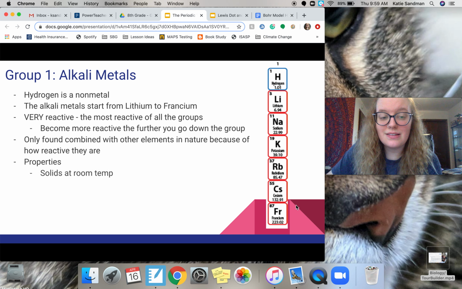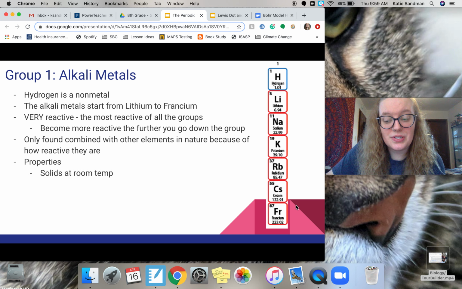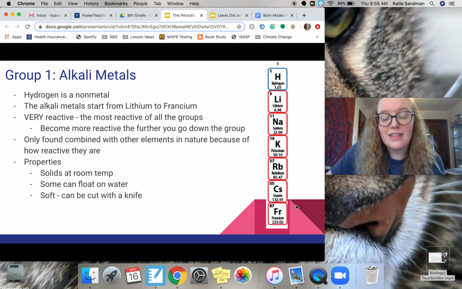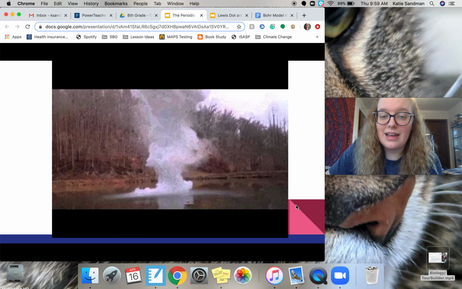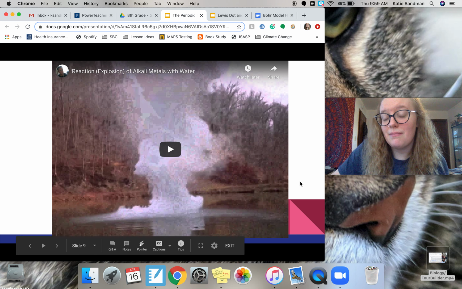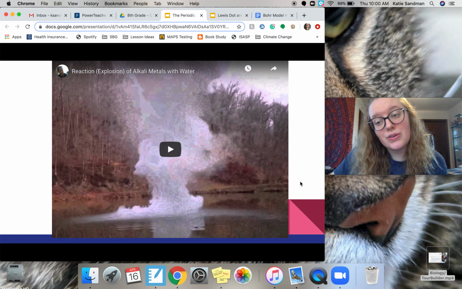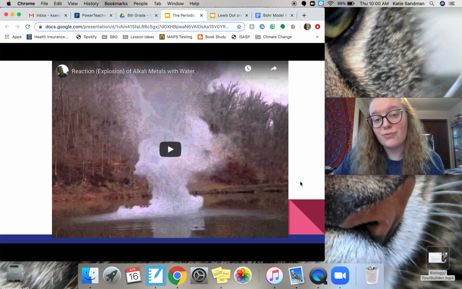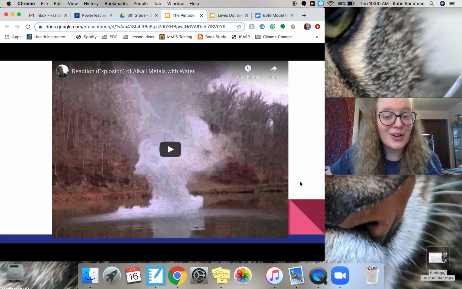And their properties: they are solids at room temperature. They can float on water. They are soft, so they can be cut with a knife. And I do have a video here of reaction explosions of alkali metals with water. I am just going to include these videos along with this video on my weekly schedule, because if we watch it here, it's just going to make this video longer. So if you are interested, you can watch on your own.